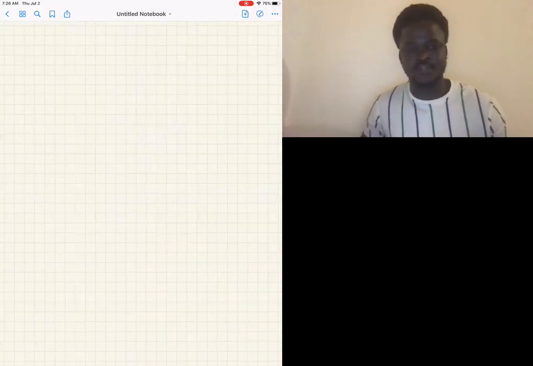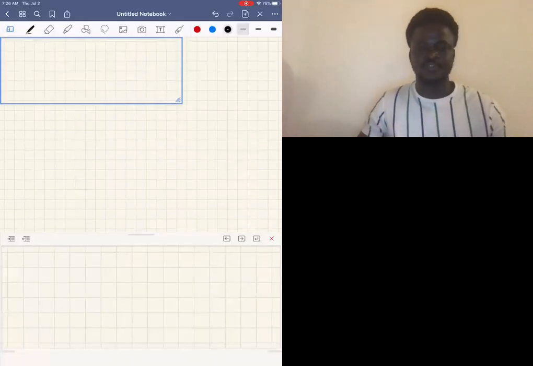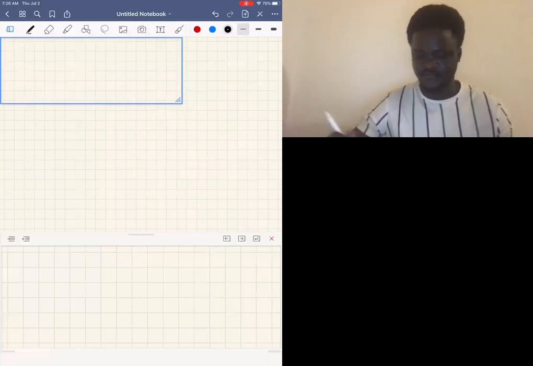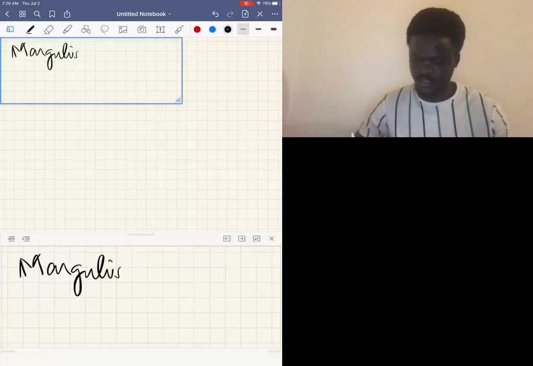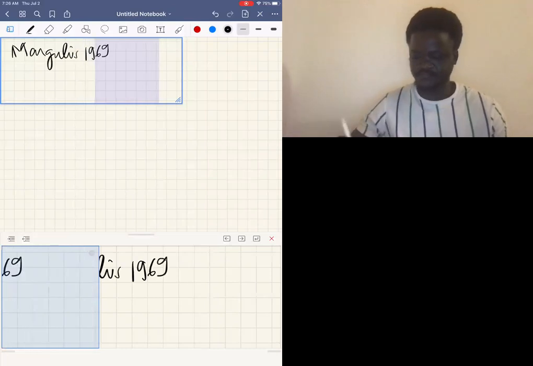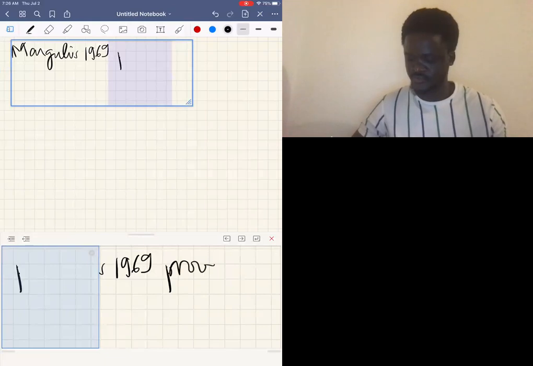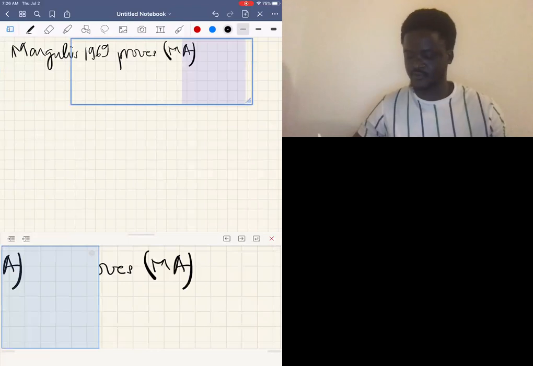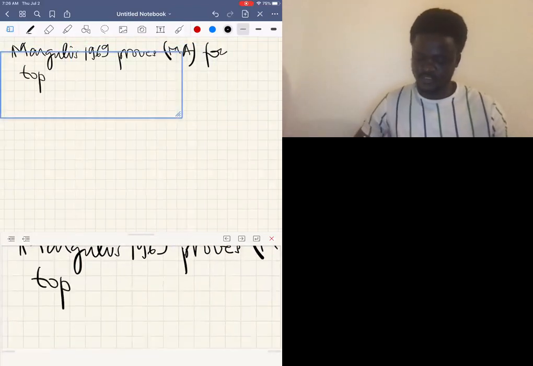And it's after, in 1969, that Margulis in his thesis proved the general one, not even for the geodesic flow, but for topologically mixing Anosov flows. So there is Margulis in 1969, in his thesis. So he proves MA, the multiplicative asymptotic bound, for topologically mixing Anosov flows.